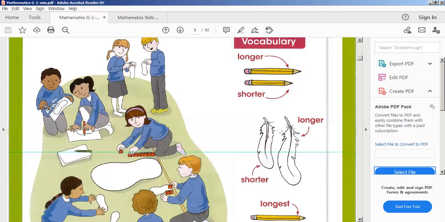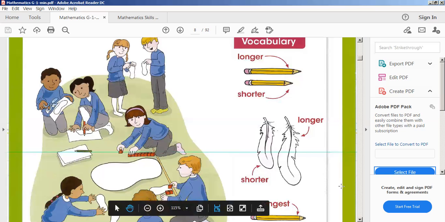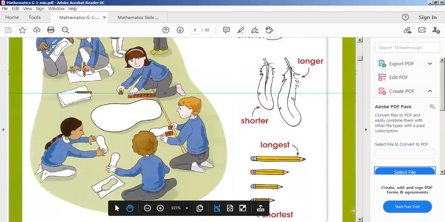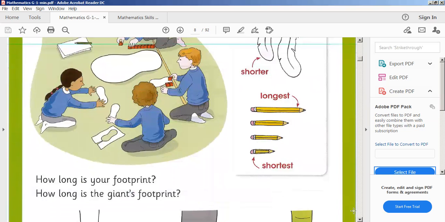They will answer. Then, which one of these feathers is longer? Which one is shorter? Yes, like this. Then when we compare more than two things, for example, there are four pencils, we use longest. Which one is the longest? This one is the longest pencil. Which one is the shortest pencil? This one is the shortest pencil.